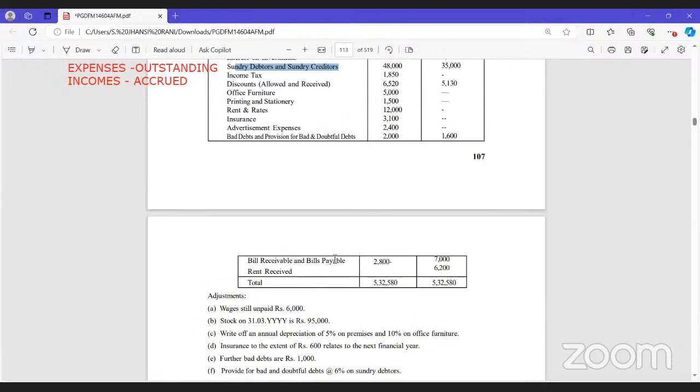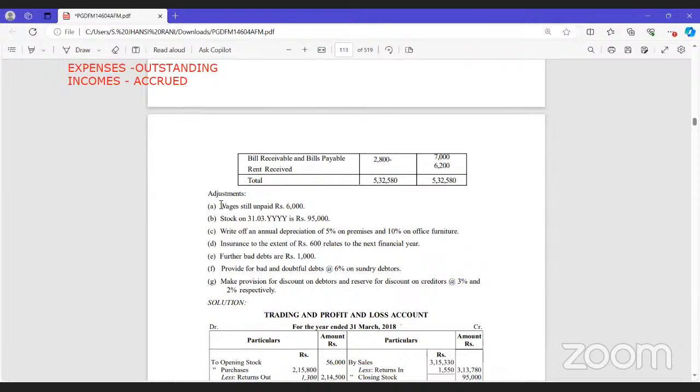Now, bills receivable and bills payable. Bills receivable is a current asset and bills payable is a current liability. And rent received is an income. Now, look at the adjustments. Wages still unpaid means outstanding wages. With this, we have two effects. One effect, we add it to the wages in the trading account, and the other effect we write in the balance sheet liability, under current liabilities.